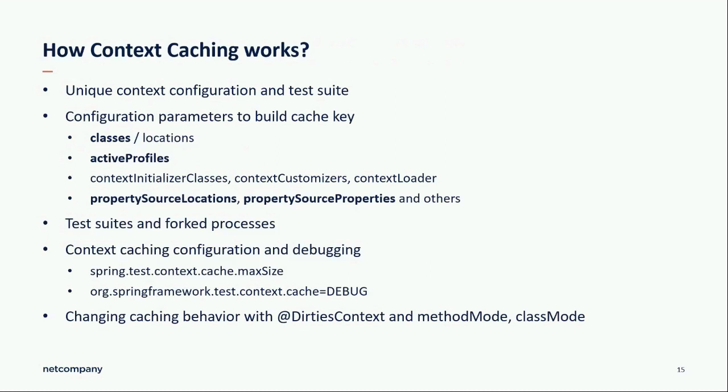There are two things which you can do for debugging or to change the behavior of the cache. The cache by default has a size of 32. So if there are more contexts than this number, the least recently used will be removed, and it will be recreated again if some test class uses it. So it is good to know that there is such a parameter, and you can enable debug logging on the cache just to see what the contents of the cache are, and what other things can be wrong.